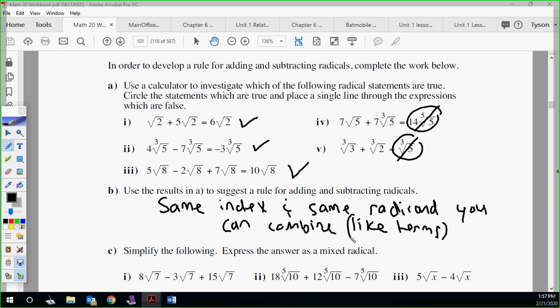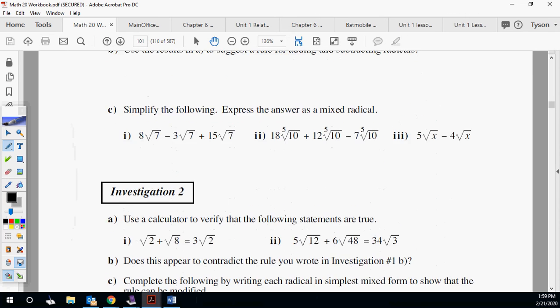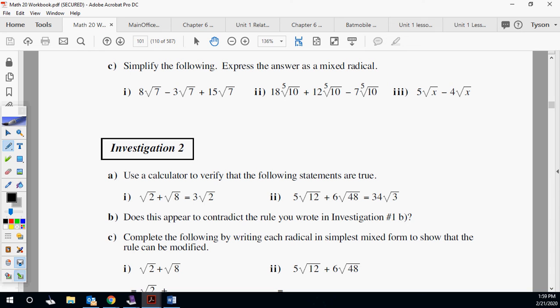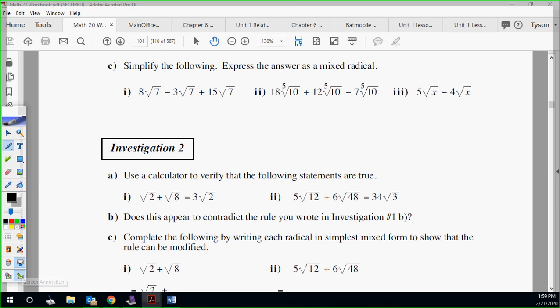Okay, so then simplify the following expression, answer as a mixed radical. So they do want us to simplify this. Let's look at C here. You've got 8 root 7 minus 3 root 7 plus 15 root 7. All of them are root 7s, and they're all index of 2. So we feel good. 8 minus 3 is 5, plus 15, 20 root 7 is the answer for your mixed radical there.